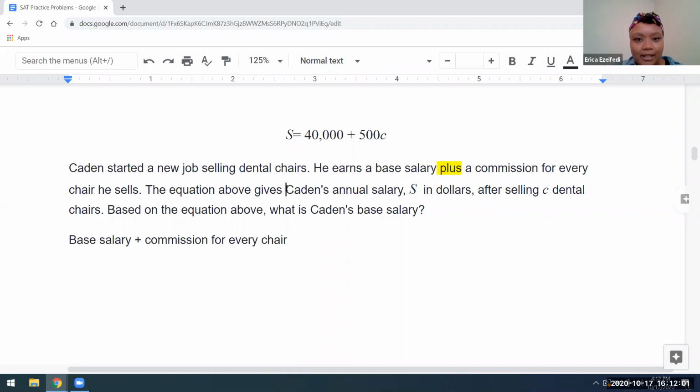It says that Caden's annual salary is S. So let's make this more mathy, or math-like. When we're doing math, we know the equal sign is the same as saying that something is. If something is equal to, that means it is. So S is Caden's annual salary. So that means that S equals Caden's annual salary.